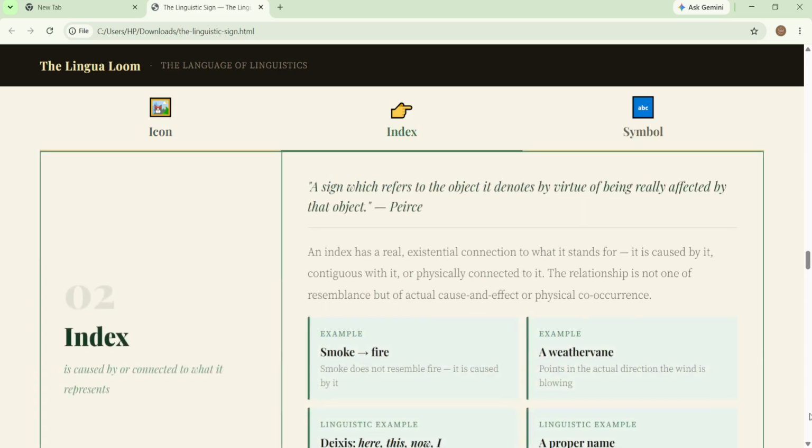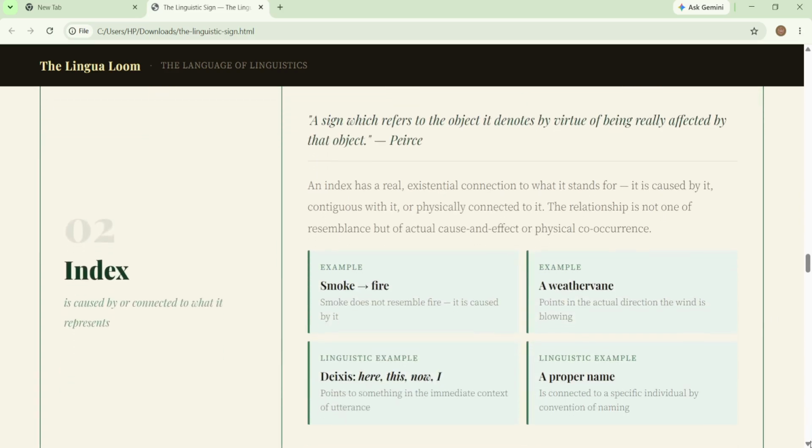Let's look at index. An index is caused by or connected to what it represents. It is a sign which refers to the object it denotes by virtue of being really affected by the object. So these are the definitions. An index has a real existential connection to what it stands for. It is caused by it or physically connected to it. The relationship is not one of resemblance but actual cause and effect.